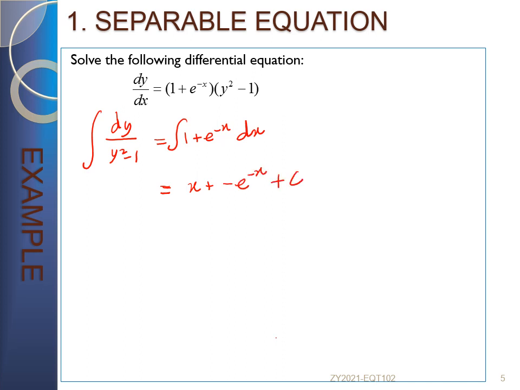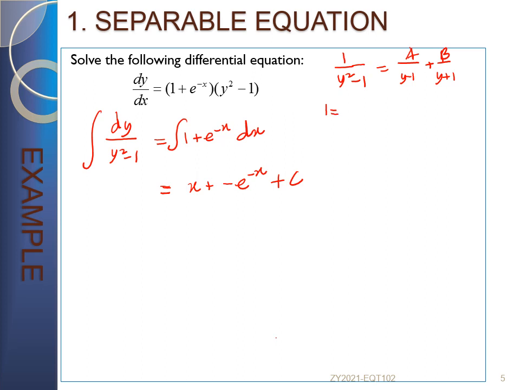What about the y? For this y, you need to apply partial fraction. So 1 over y squared minus 1. Okay, the partial fraction will be A over y minus 1 plus B over y plus 1. Sorry, not 1, A and B. So we want to find what A and B are.